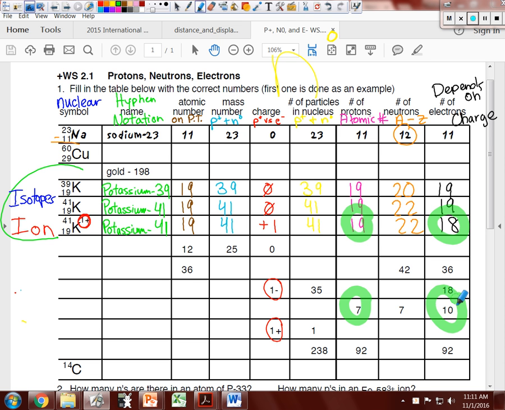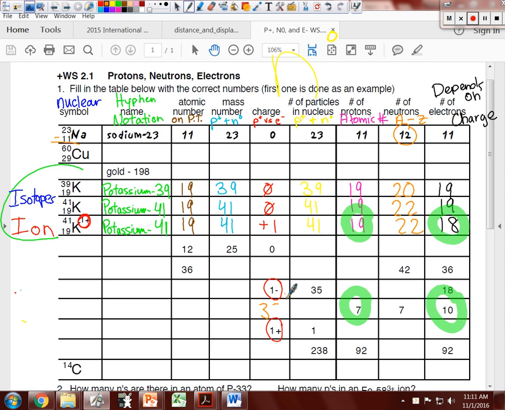How many more electrons? 3. So the charge is 3, and what's your sign? Very good. So over here you can come in and you can put 3 negative as your charge. Does everyone understand why it's negative? Everybody good on that? All right.